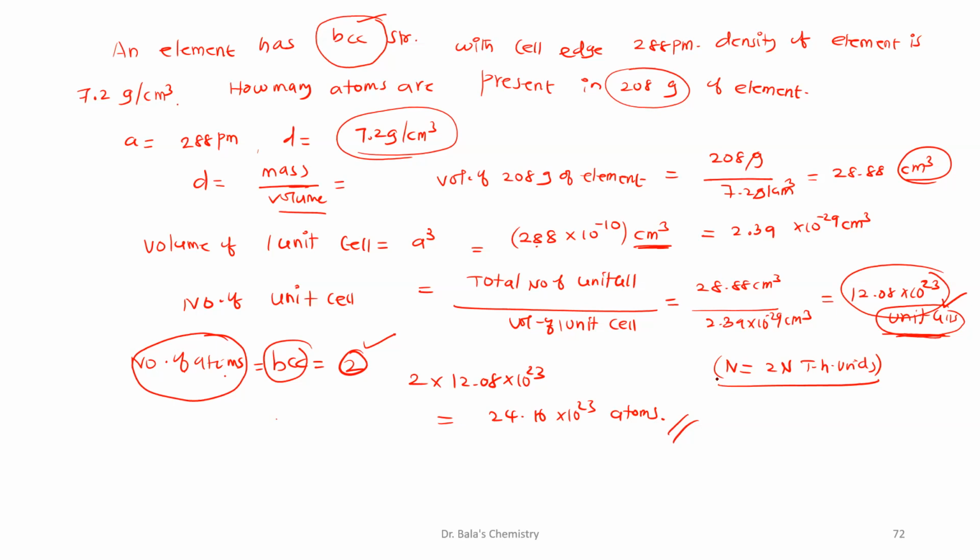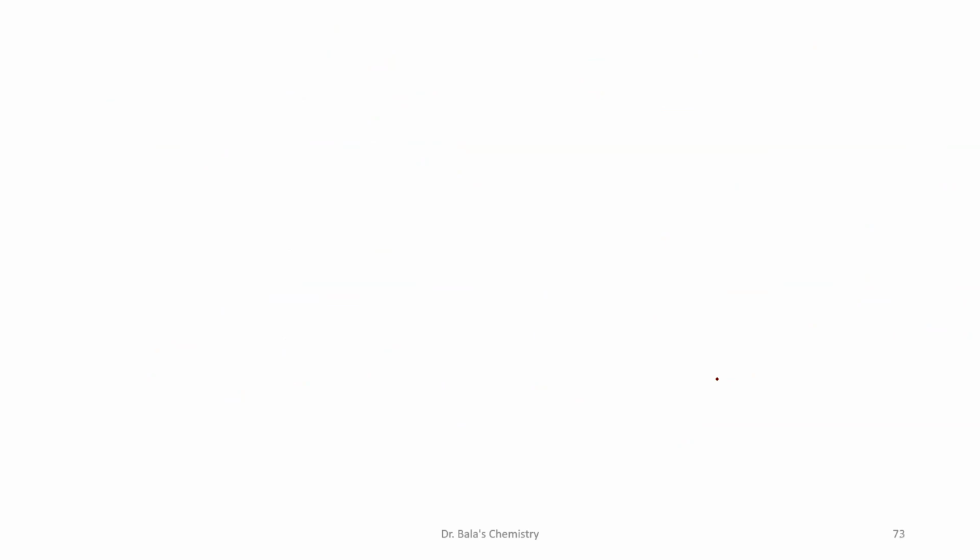Sir, here we are calculating the total number of unit cells only, right, sir? Then why are we dividing the total volume by the volume of one unit cell, sir? Because we need to get the number of unit cells. If we divide by the volume, only then can we get the number of unit cells. Sir, so the volume is equal to the number of atoms, right? Okay, sir. That is what we are calculating.